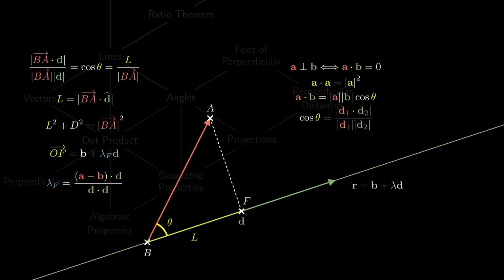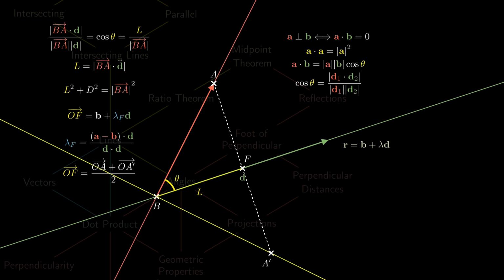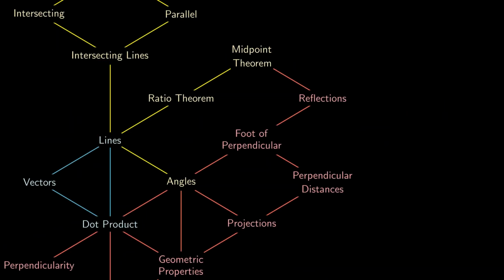But we could ask the question, what happens if we take A and reflect it about the line? The key observation is that the foot of perpendicular is the midpoint of A and A prime. And if we know OA and we can calculate OF, we can easily obtain OA prime. What if we take an entire line and reflect it about the green line? Then the reflected line is a line and therefore it has position vector B and direction vector BA prime. And we know how to calculate each of these vectors using previous ideas. And using these ideas, we can solve problems involving light rays.